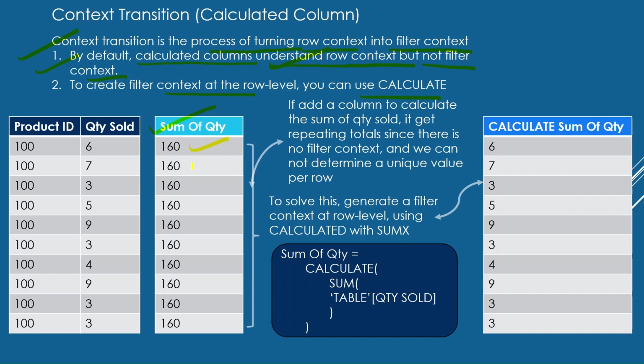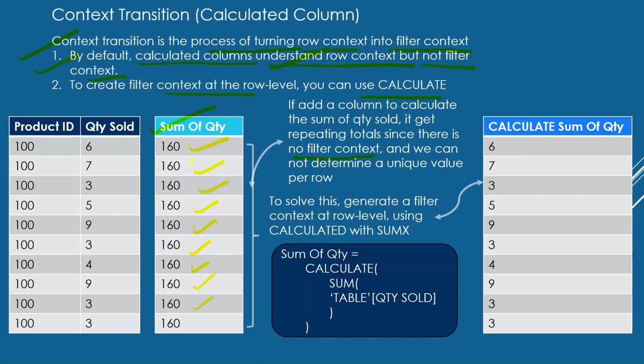We can see that whatever the value is, the same value is repeating, because there is no filter context. It knows the row context, but here it is not knowing the filter context. That's why for every row, the same value is there.